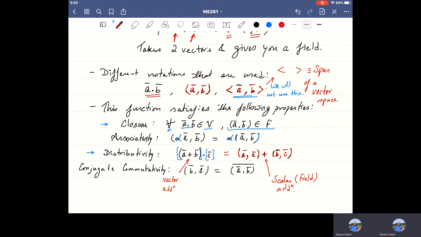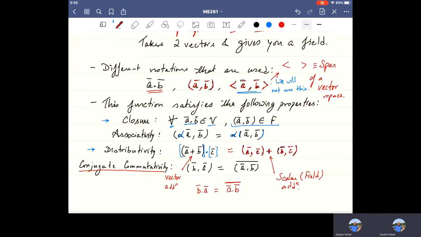Now, for a complex vector space, it satisfies conjugate commutativity. The way you will define it is, if you write B dot A, this is not going to be equal to A dot B in general. You would think for real vector spaces this is true, of course. But for complex vector spaces, this is not true. For complex vector spaces, you have to take a complex conjugate. So B dot A is the same as the complex conjugate of A dot B. So it has this conjugate commutativity as the way we'll define it.